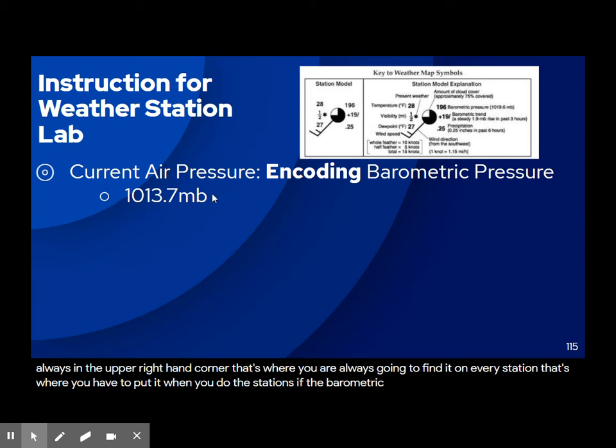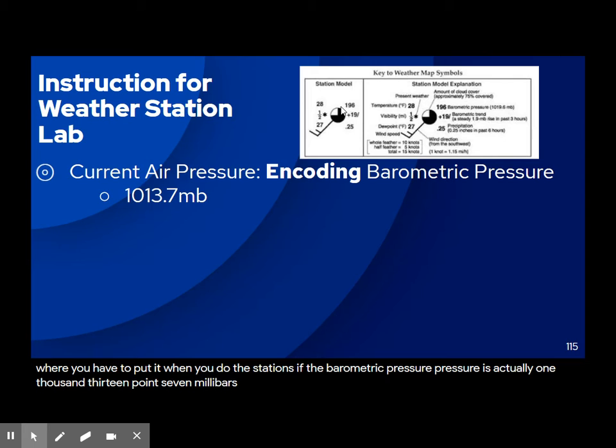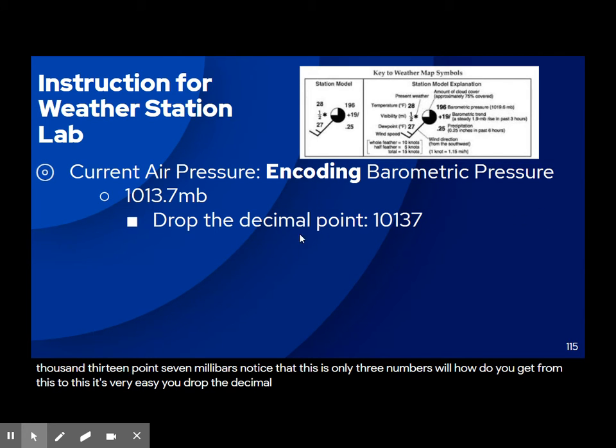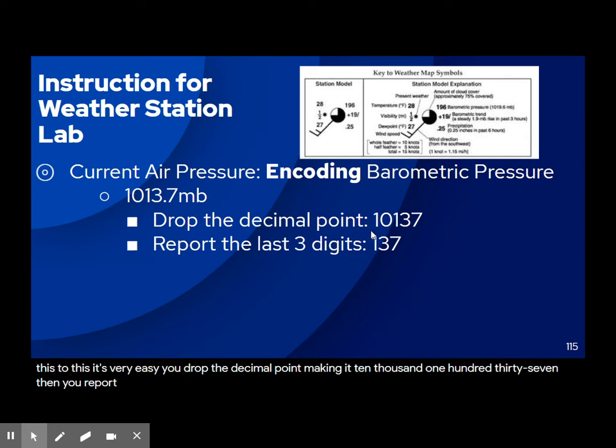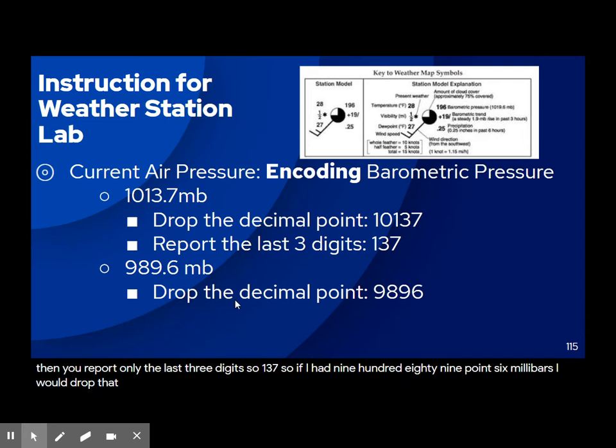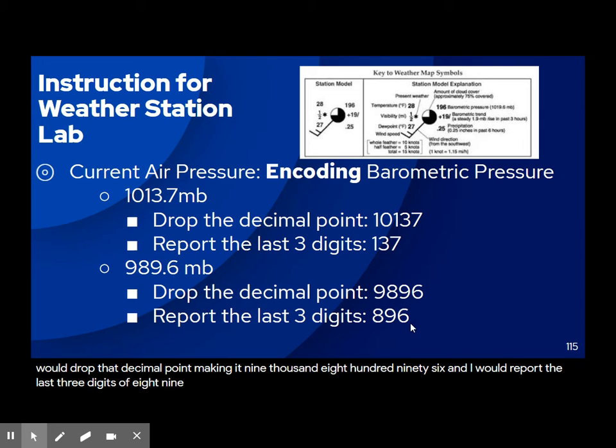If the barometric pressure is actually 1013.7 millibars, notice that this is only 3 numbers. Well, how do you get from this to this? It's very easy. You drop the decimal point, making it 10,137. Then you report only the last 3 digits, so 137. So if I had 989.6 millibars, I would drop that decimal point, making it 9,896, and I would report the last 3 digits of 896.